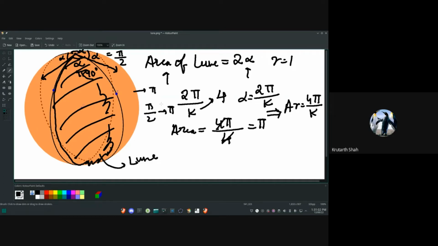Similarly, 4 is just a random number. You can split it into 10 pieces and you'd get the same result. So we have shown this for 2 pi by k, where k is an integer.